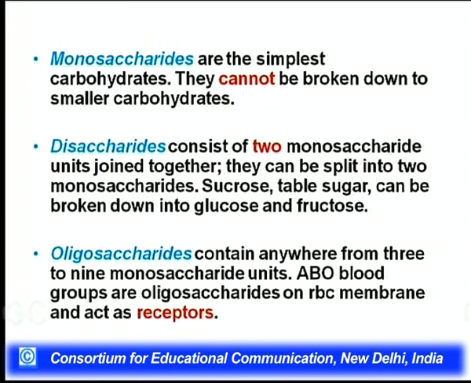Then we have oligosaccharides. Oligosaccharides contain anywhere between 3 to 9 monomer units. And please remember, our blood groups have a layer of oligosaccharides on them. So when we distinguish blood group A from B or AB or O, we are doing it on the basis of different oligosaccharides which are present on the RBC membranes. And thus we are able to say that this person has blood group A, the other one has blood group B, AB or O.